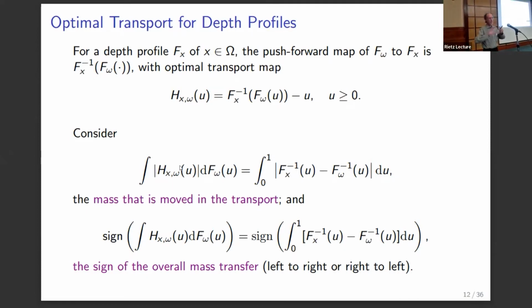And now we want to use two things. We want to use the amount of mass that the optimal transport is transporting on one hand. That's here given by the first integral. So you have here the mass in absolute value integrated over the distribution of the starting F omega, where you start the transport. So this gives you the total mass that's transported. It turns out it's just the L1 metric of the quantile functions. And secondly, we have a sign, because we may predominantly move mass to the right, or we may predominantly move mass to the left with these operations. So there is a sign associated to this overall mass transfer.